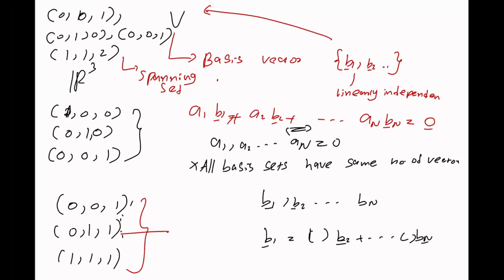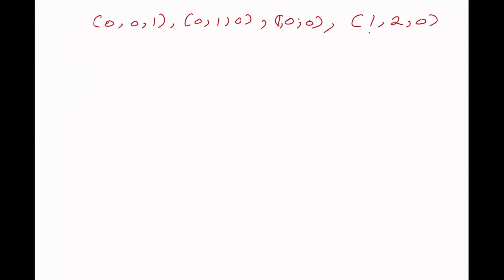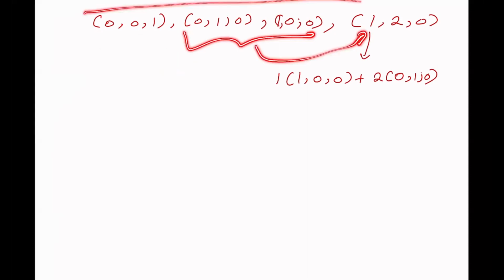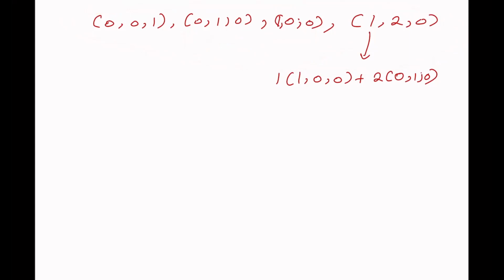Okay, linearly dependent. I will show you a linearly dependent set. Let's say 0, 0, 1, 0, 1, 0, 1, 0, 0, and I take 1, 2, 0, something like that. I clearly see I can express this vector as 1 times 1, 0, 0 plus 2 times 0, 1, 0. It means using these two vectors, I can express this vector. So these 4 vectors are not linearly independent.